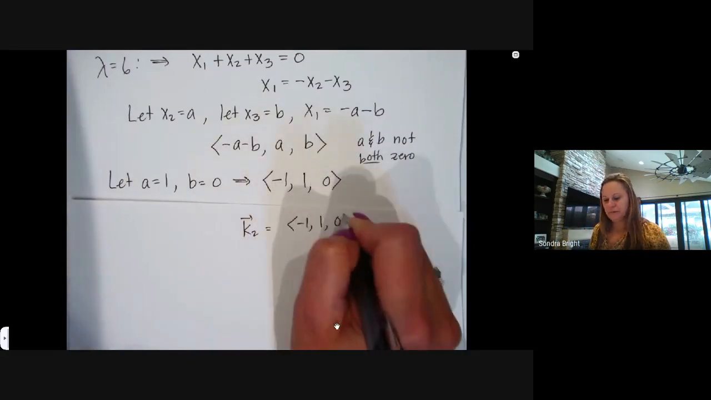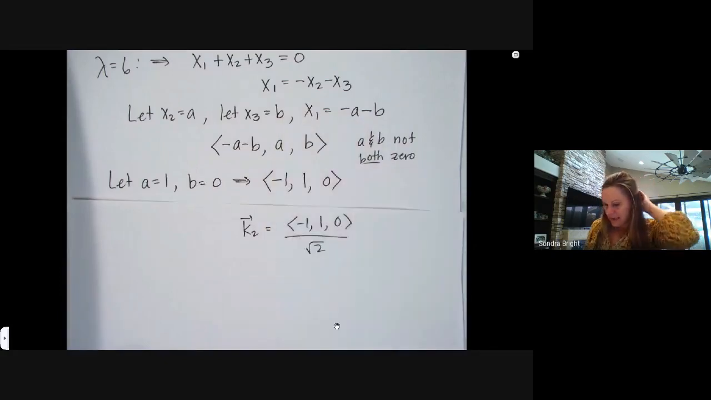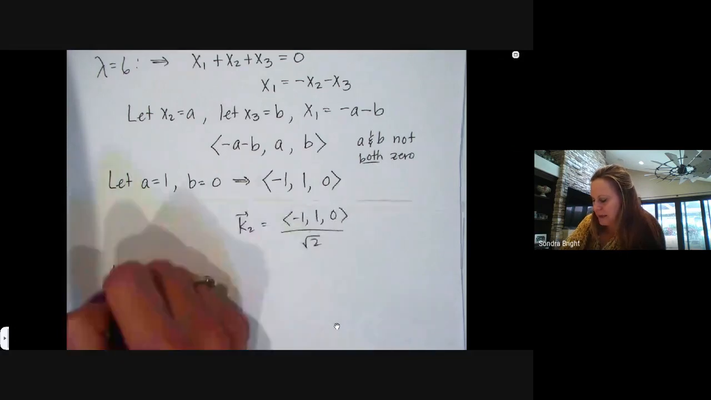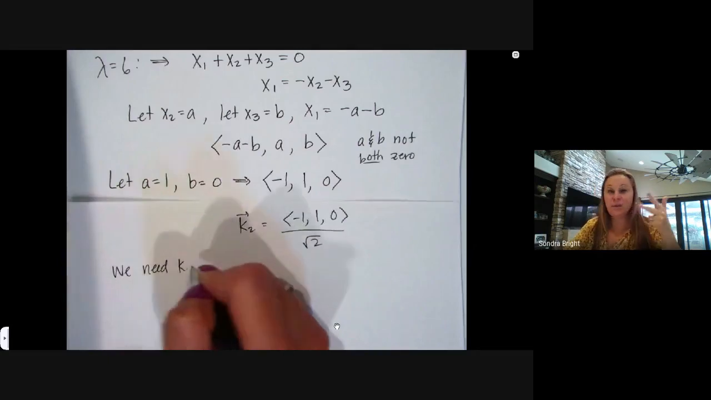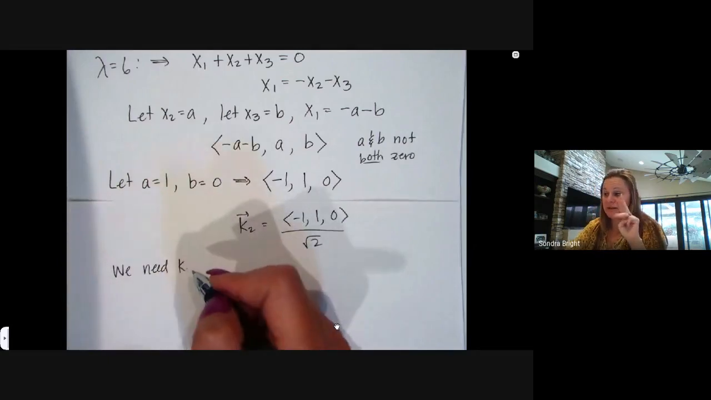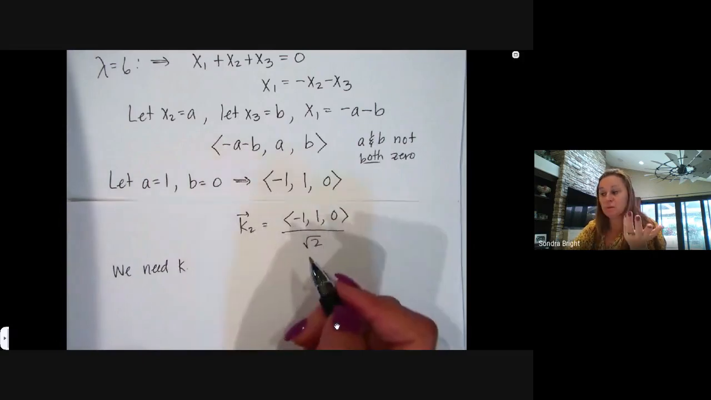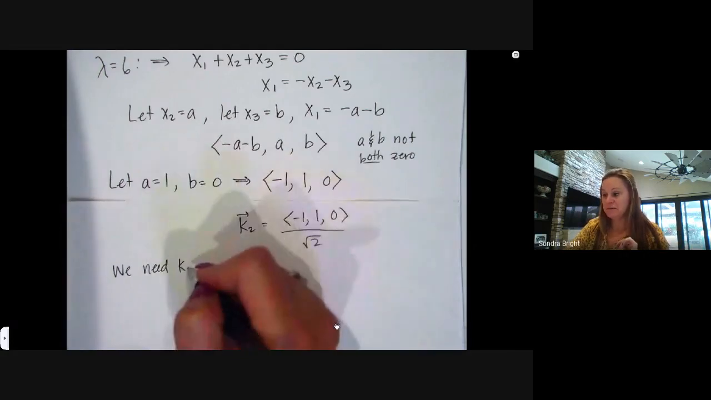Okay. So we're saying that these are orthonormal, right? And we need K1, K2, and K3. We need 3 since it's a 3 by 3, and also our multiplicities add to 3. And so we need K3 to be orthonormal to both K2 and K1.